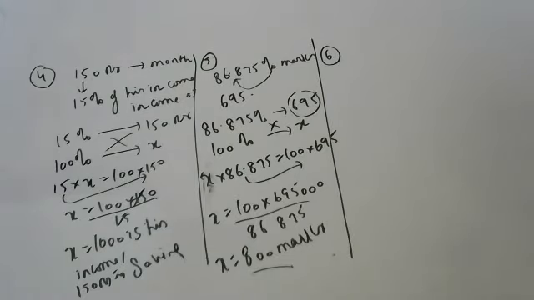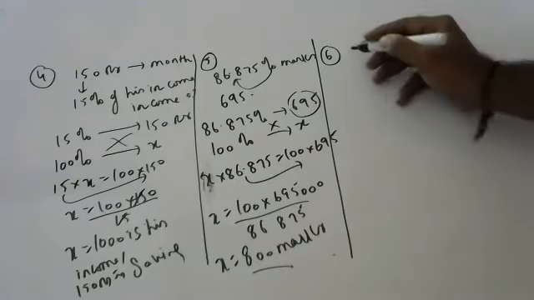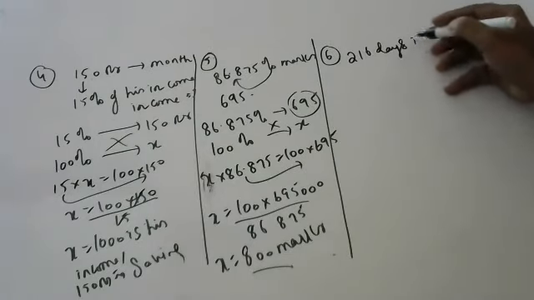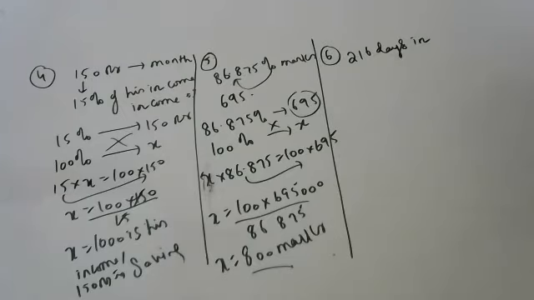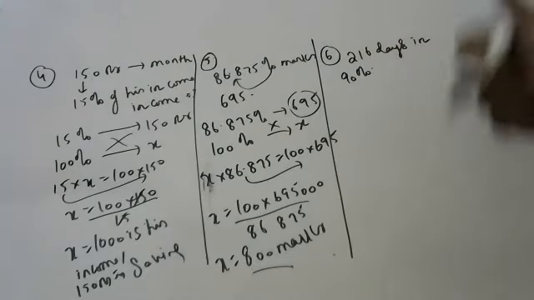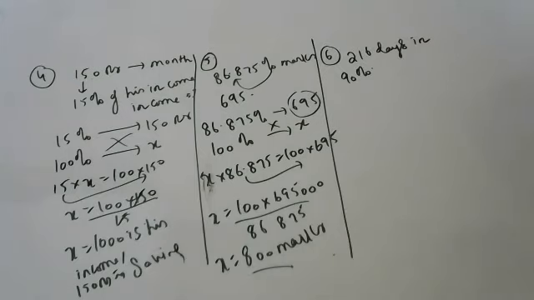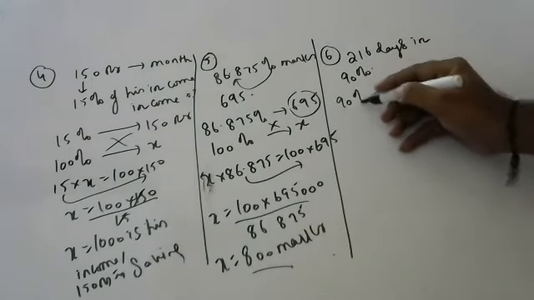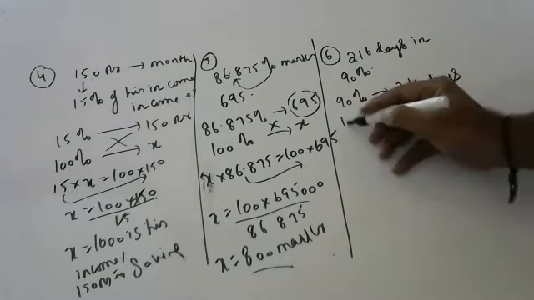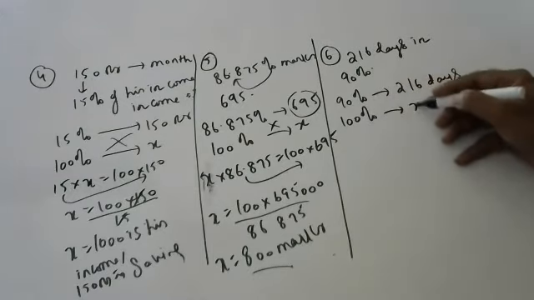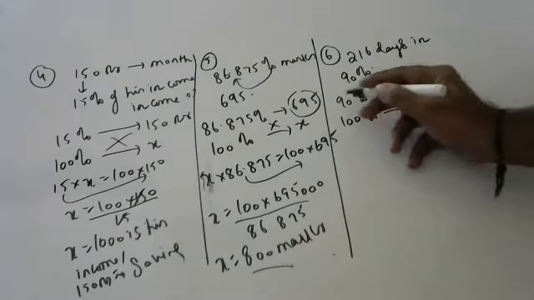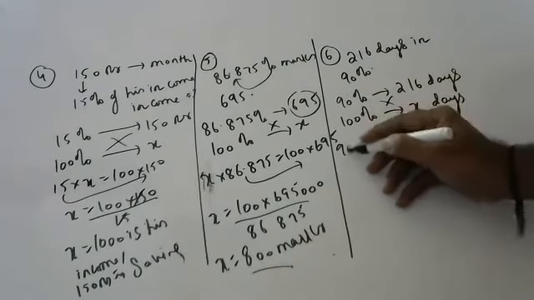Hansika, are you there? Yes, sir. Deepthi went 216 days in one full year to school. Her attendance percentage is 90%. How many days did school work? 90% is 216 days. 100% is X. Means how many days school worked? Her attendance is 90%. Cross multiplication.